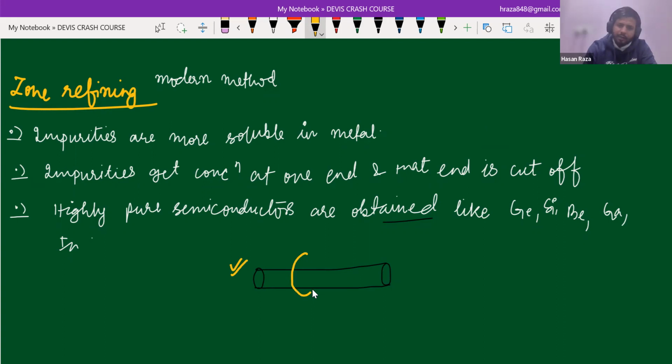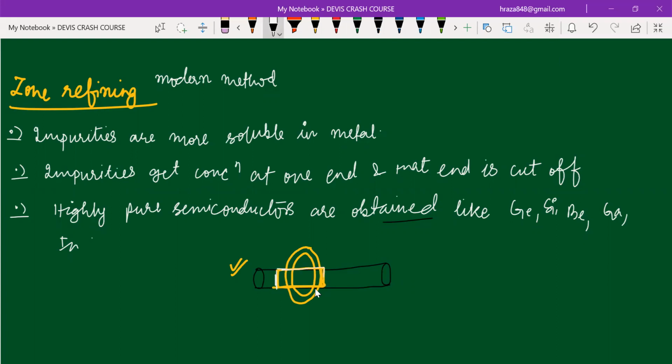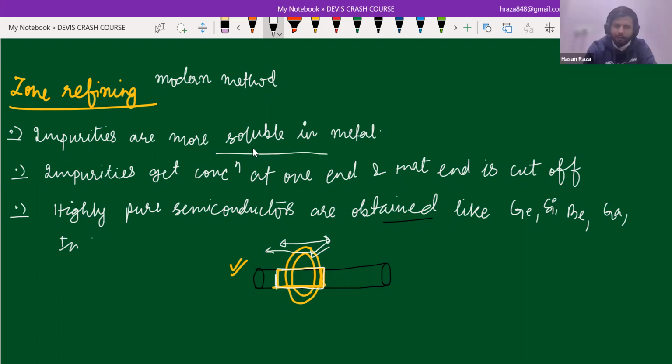So now you have a ring like this, and this is the metal that you have. It is basically impure. Now what you are going to do is very easy. The ring is hot, at high temperature, and you just move it back and forth. As you know, the impurities are more soluble in the molten metal, so they melt and move along with it. Are you getting my point? If it goes to the right-hand side, the impurities go with it, and at the end, when the impurities are at one place, you just cut it off. Are you getting my point? This is what we call zone refining.